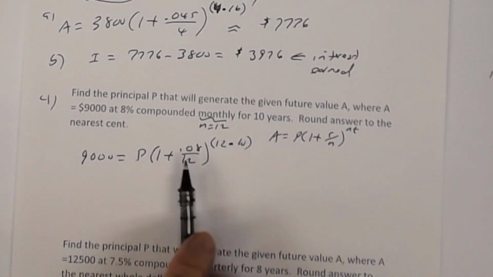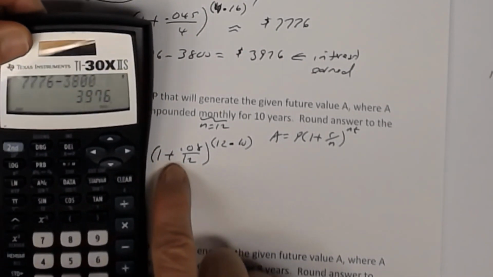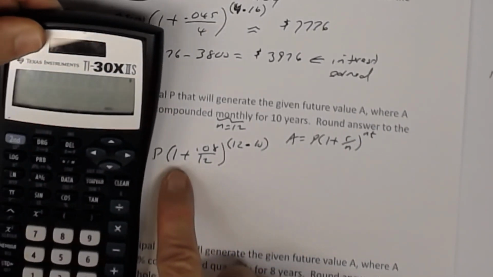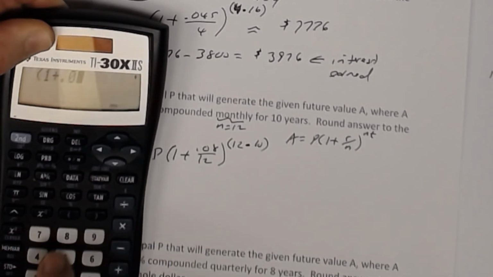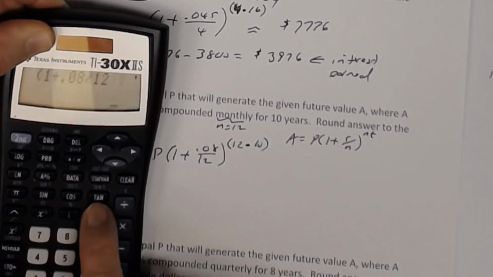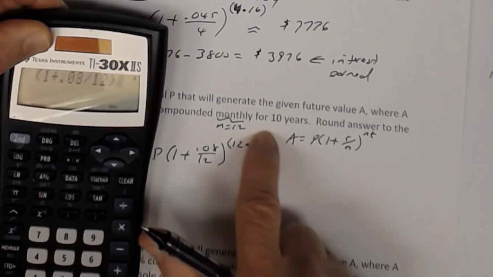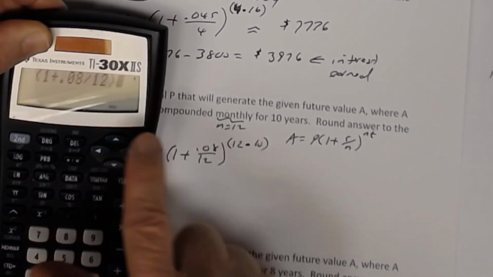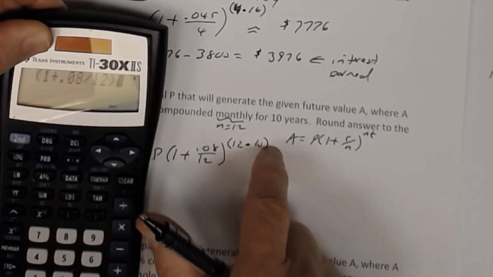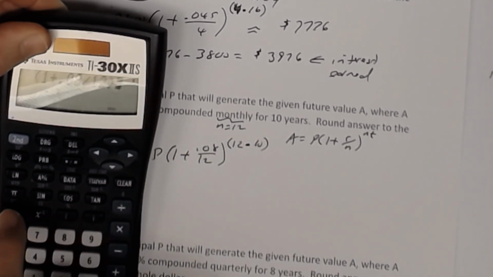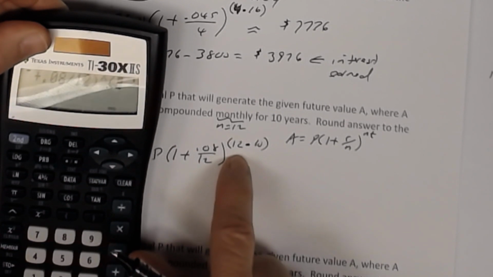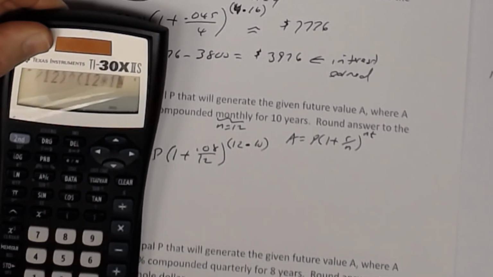So this part here, you're saying parentheses 1 plus 0.08 divided by 12, close the parentheses, but you got to raise it to this power. So you can say 120, or you can say 12 times 10. But if you say 12 times 10, you got to put that in parentheses. So I'm going to put parentheses since that's what we've been doing, 12 times 10, close the parentheses, and you get this.